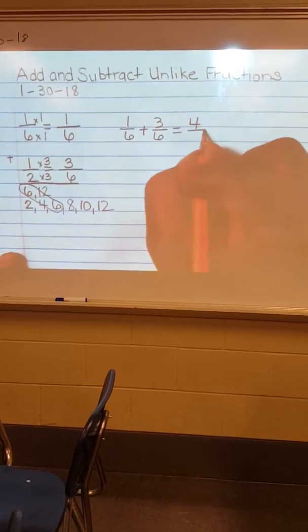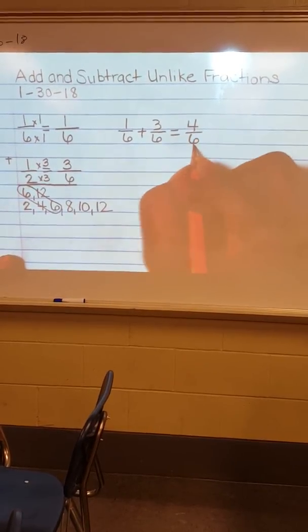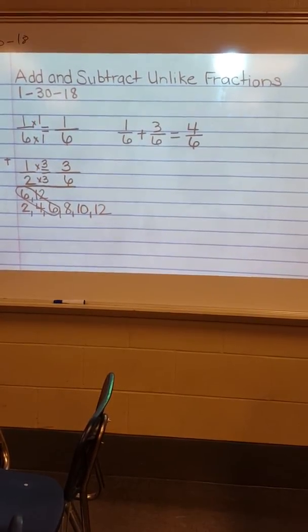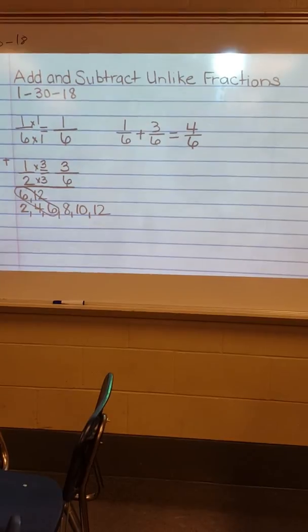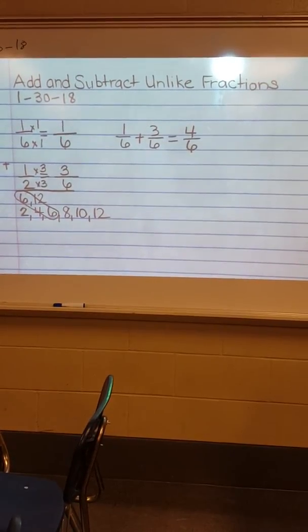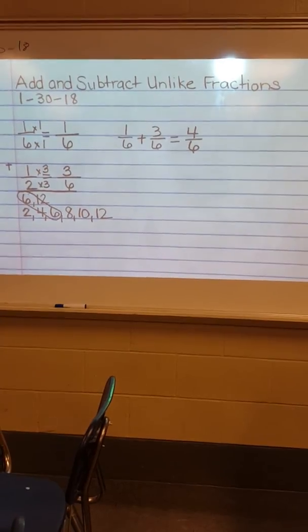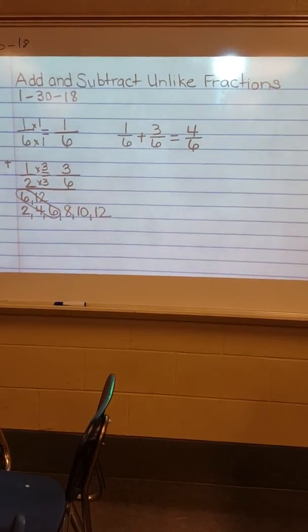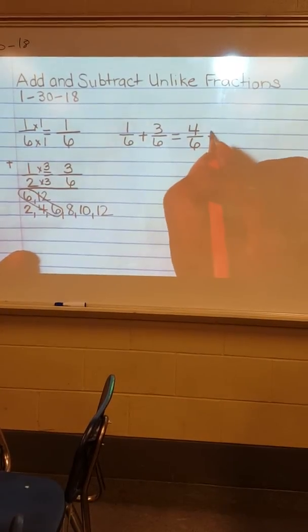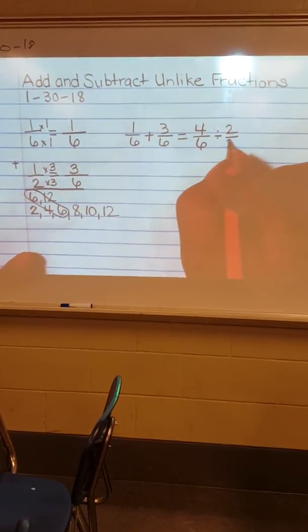Okay. When the denominators are the same, all you have to do is add the numerators and keep the denominators. Jatarius, is this fraction in simplest form? No, ma'am, because it's even and it can go into 2. Okay. 4 and 6 we have found out through divisibility rules are even. And he said that all even numbers can be divided by 2.